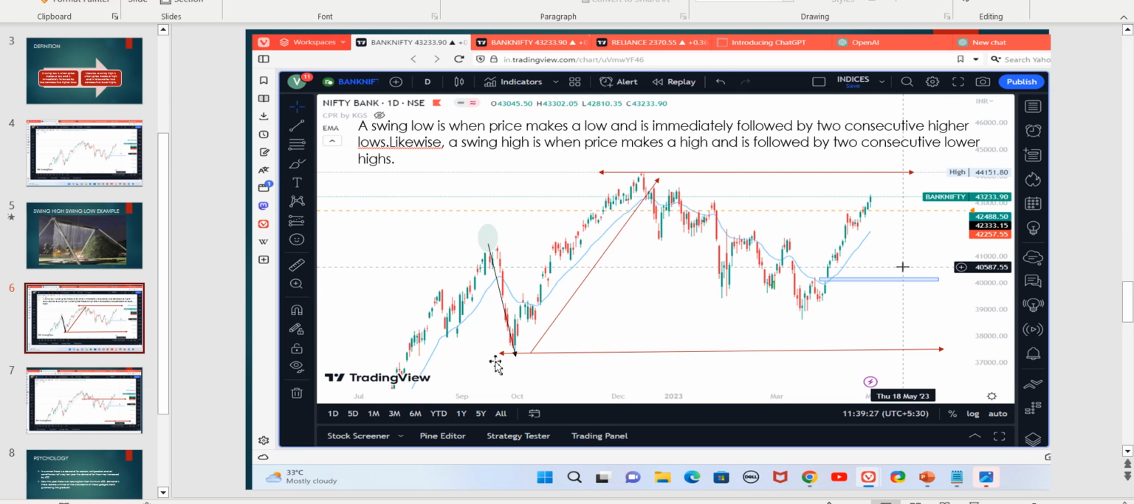So this is the low which is making consecutive higher lows. This is the higher low and this is the higher low, which gives it two consecutive higher lows. So we consider this as the swing low.